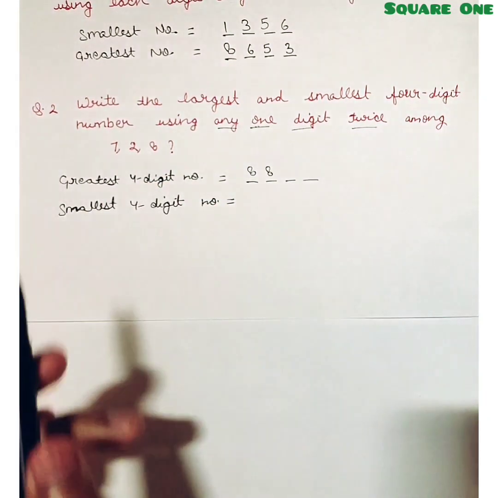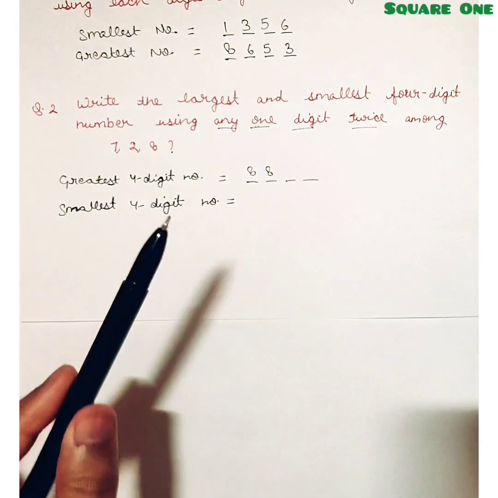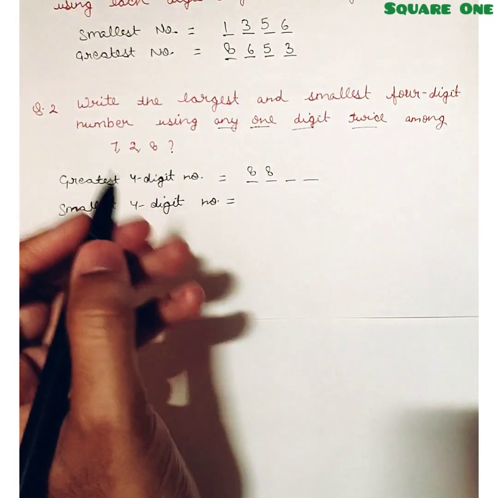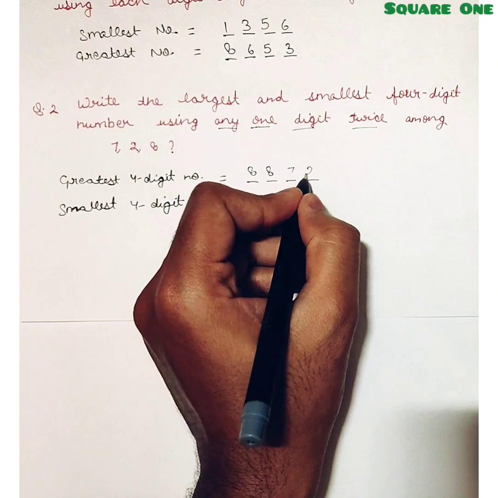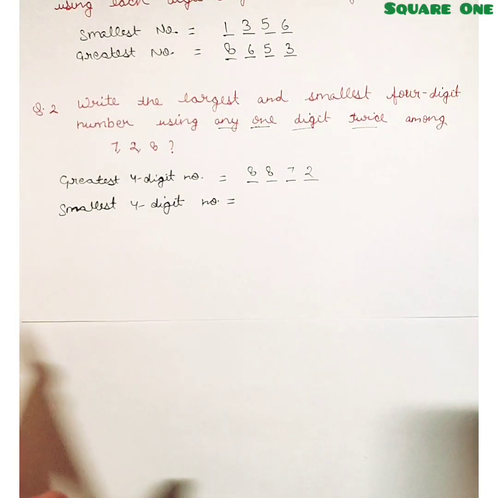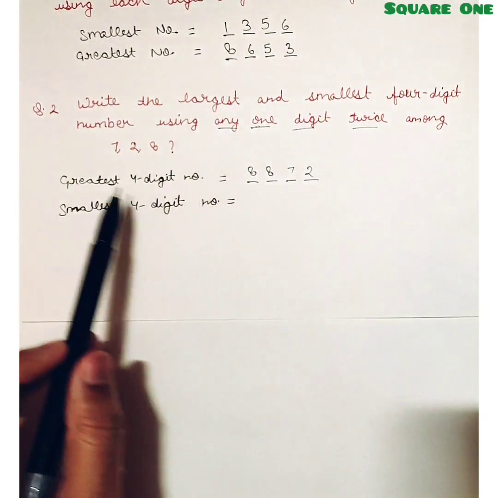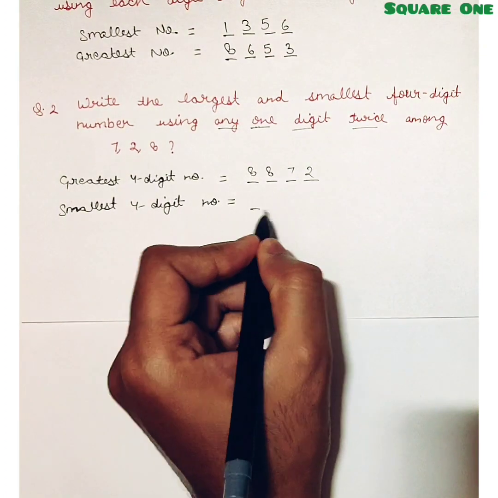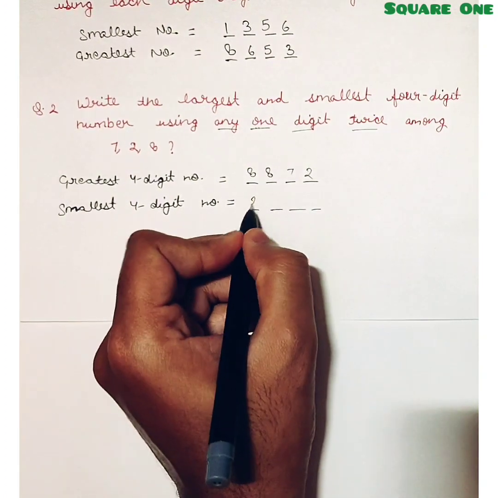So I will use the greatest digit twice. The third digit will be 7 and then I will write 2. This is my greatest 4-digit number using these digits. Okay. The smallest 4-digit number will start from 2.